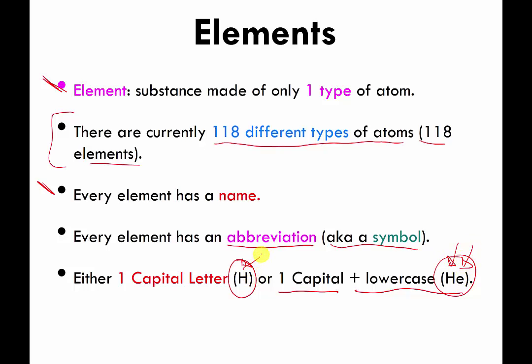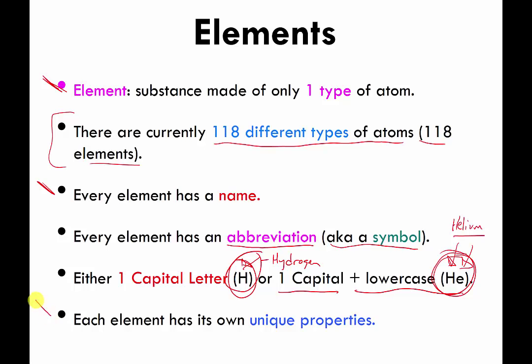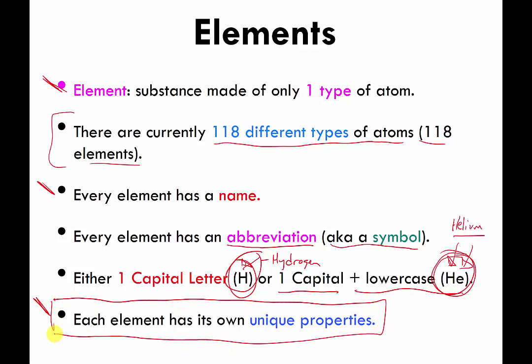So capital letter H all by itself is the symbol for an atom called hydrogen. We'll talk a lot about that in a little while. Capital H with a lowercase e is the symbol for a different atom called helium. So basically when you see a symbol for an atom, it's either going to be a single capital letter or a capital letter plus some lowercase ones. Every element has its own unique features.